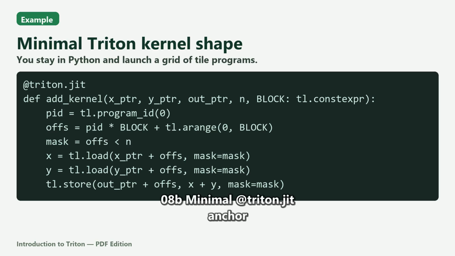This tiny kernel sketch shows the core mental model. The program ID picks which tile this kernel instance owns. Offsets select elements for that tile. The mask handles boundaries, and load, compute, store performs the actual operation. You describe tiled work in Python, and Triton maps it efficiently to hardware.